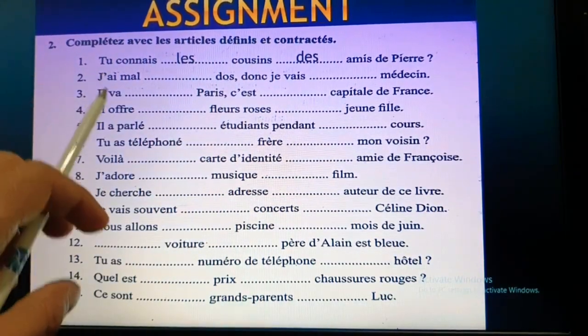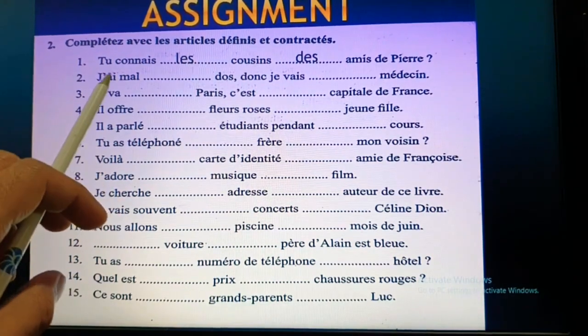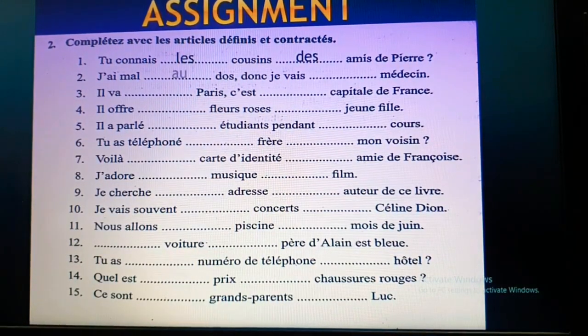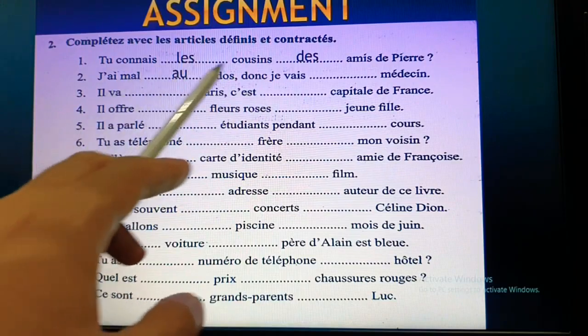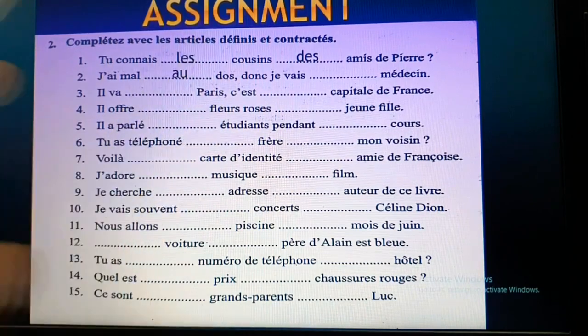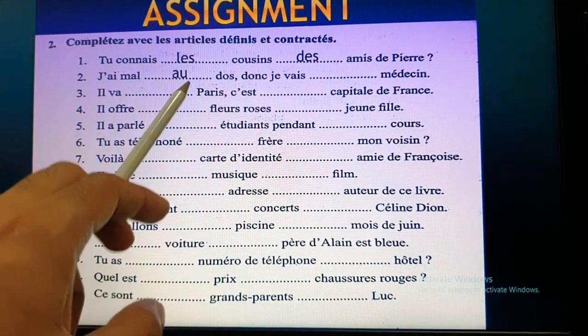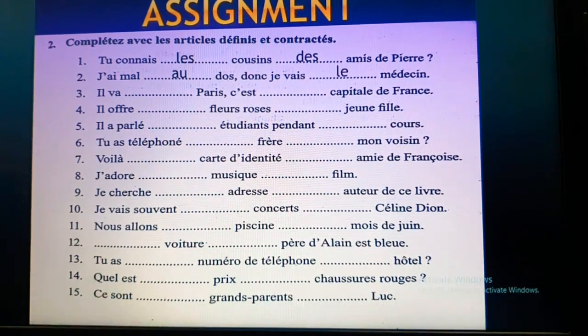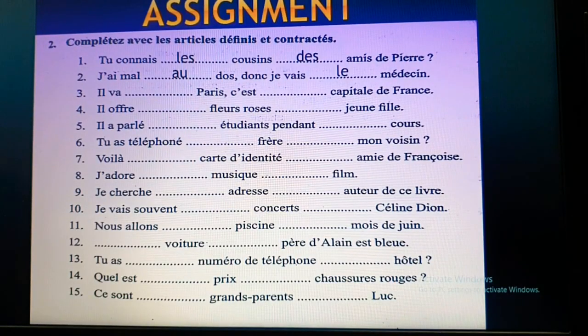Okay, now j'ai mal dash dos. Dos is back. So you remember that expression with avoir: j'ai mal au dos. That means telling the relation of the problem, I have a backache, pain in my back. Okay, so j'ai mal au dos. Donc je vais, I go, le médecin.